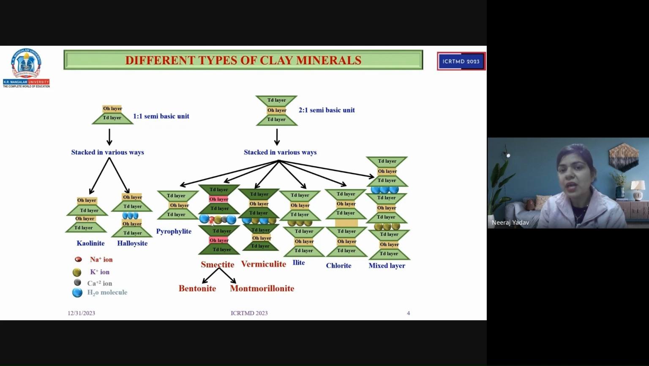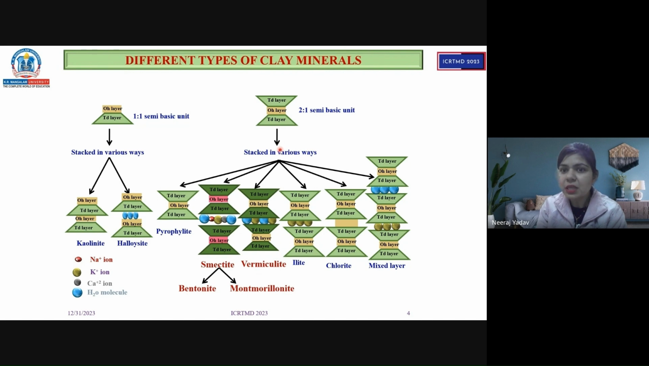Because of the isomorphic substitution in the clay minerals, the surface of the clay minerals is negatively charged, and because of this, clays are hydrophilic in nature. Here we are also talking about how these clay minerals can be used as adsorbent, and after that they can again be used as nanopigments.